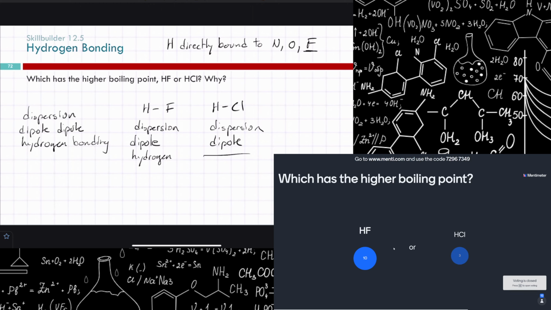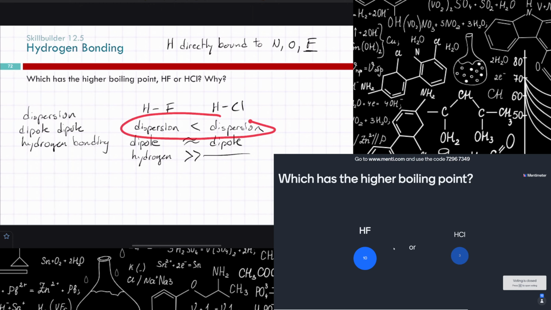Now, if you were to look at just dispersion forces, HCl would have, or does have stronger dispersion forces, because HCl, particularly the chlorine, is a larger atom, so it's a larger molecule. But that increase in dispersion force is very, very small. And the dipole-dipole forces here are going to be roughly the same. But the hydrogen bonding, having hydrogen bonding versus no hydrogen bonding, really is what makes the difference.